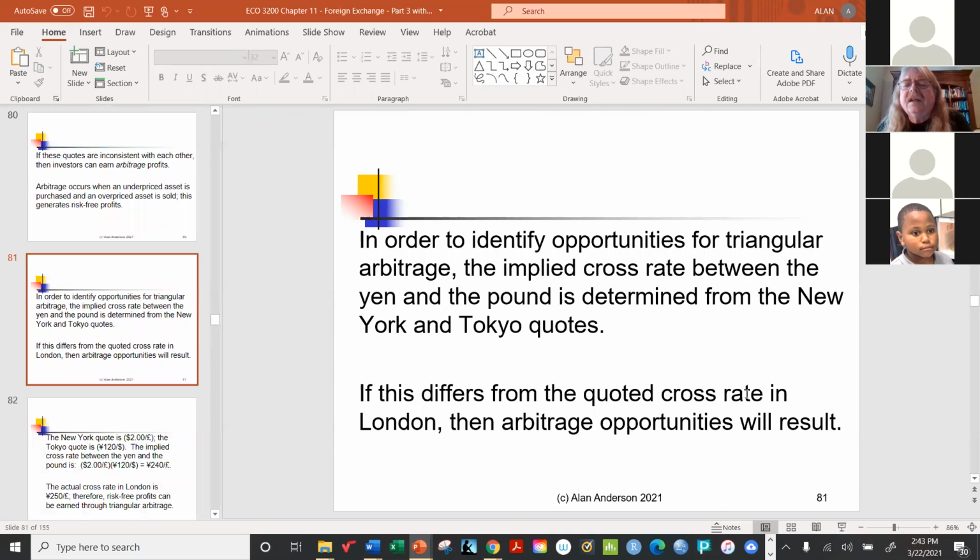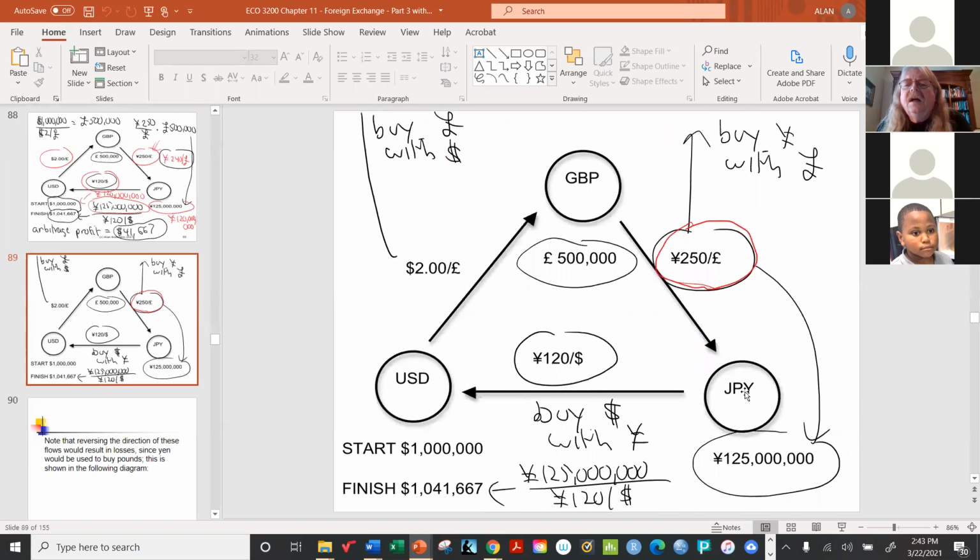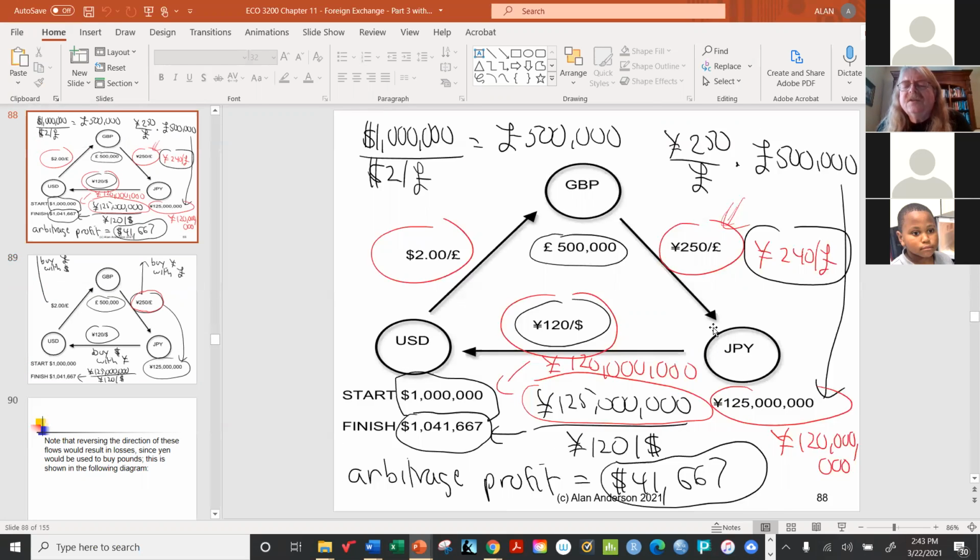So when we went through the triangle, just jump ahead a little bit here. If we start, no matter what country we started out in, if we move in the right direction, where we end up trading pounds for yen at this exorbitant rate, then we'll end up with a profit. We worked through all the math last time, and we saw that if we start with $1 million, we'll end up with about $41,000 worth of profits.